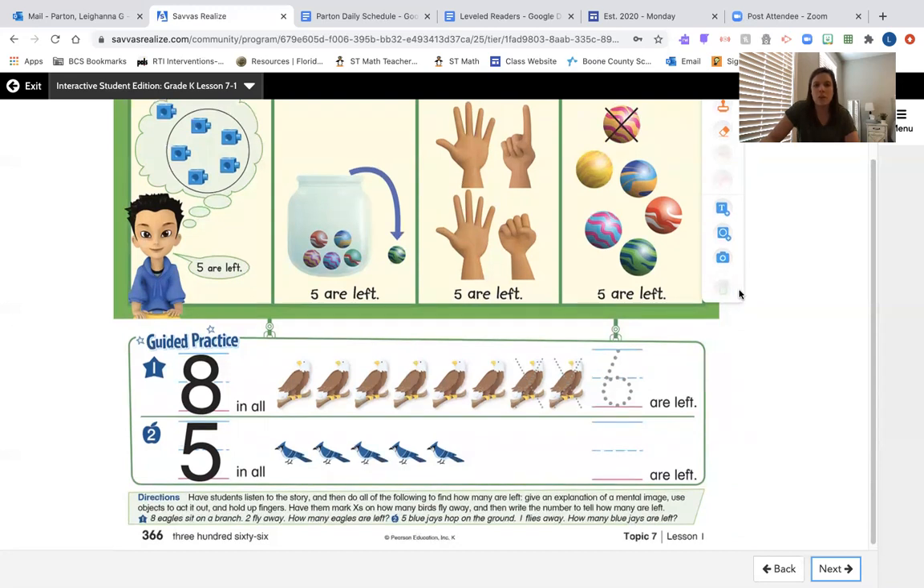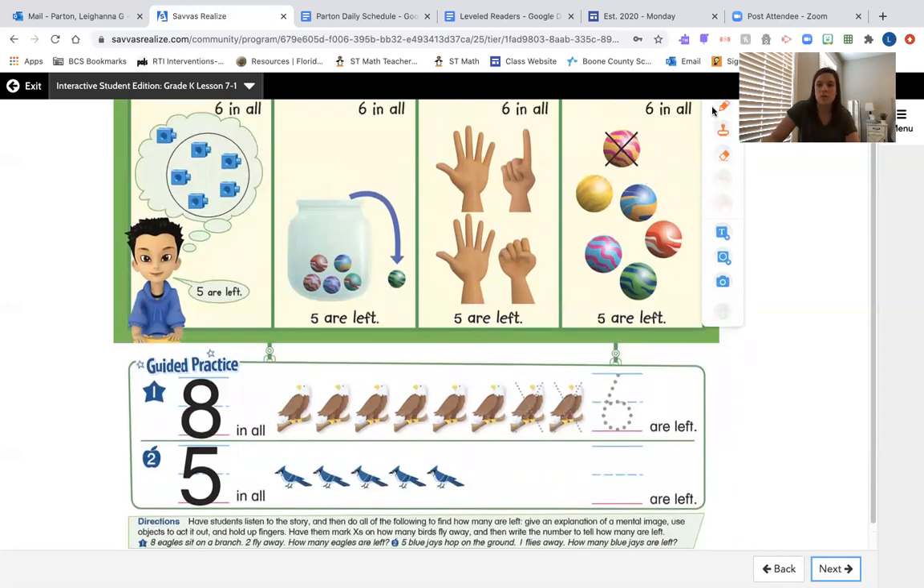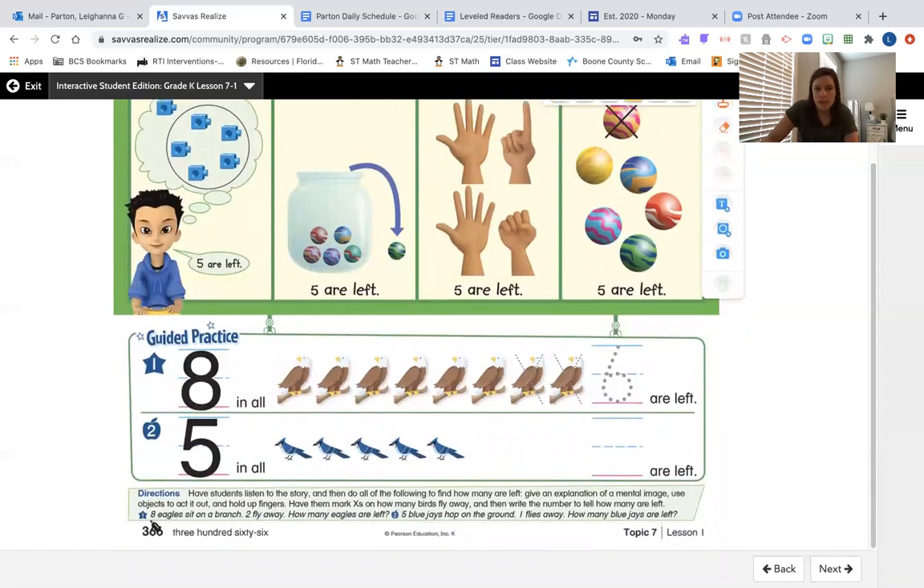So let's take a look at number 1 where you see the eagles, okay? Number 1 tells us that there are 8 eagles sitting on a branch. So let's count and mark out to make sure we have 8. 1, 2, 3, 4, 5, 6, 7, 8. Okay, it tells us that 2 of them fly away. Well, look, they already put some dotted X's on the eagles for us. So let's just make those the 2 that fly away. So we have 1, 2 that we X.